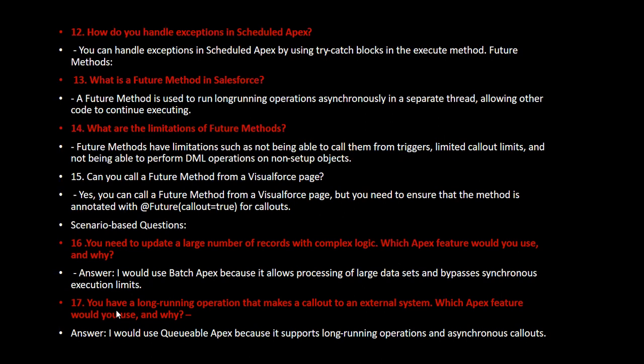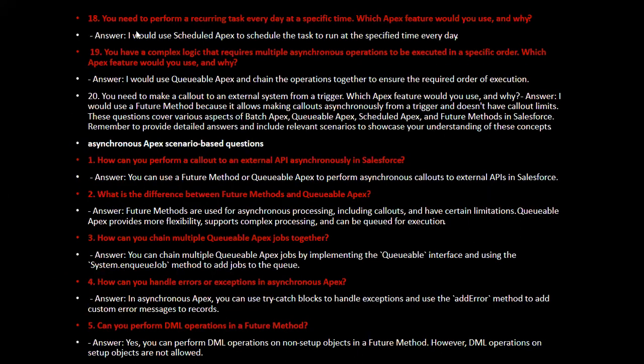Next question. You have a long running operation that makes a callout to an external system. Which Apex feature would you use and why? I would use Queueable Apex because it supports long running operations and asynchronous callouts. Next question. You need to perform a recurring task every day at a specific time. Which Apex feature would you use and why?